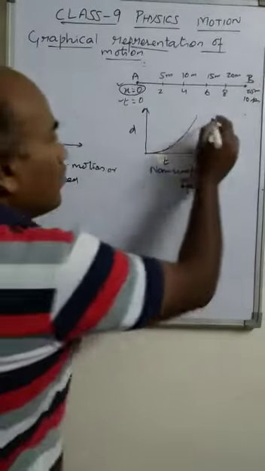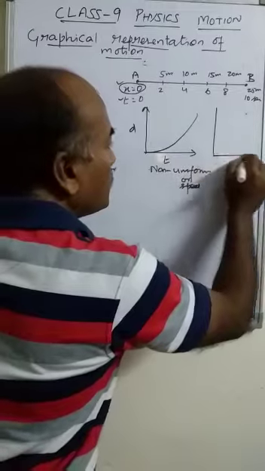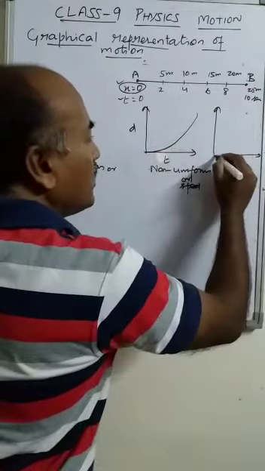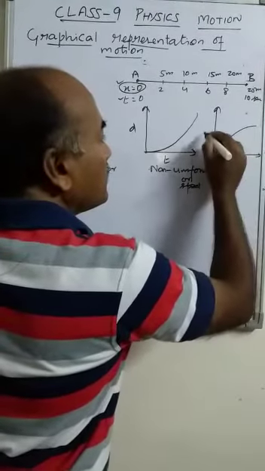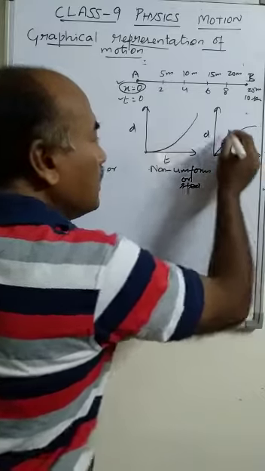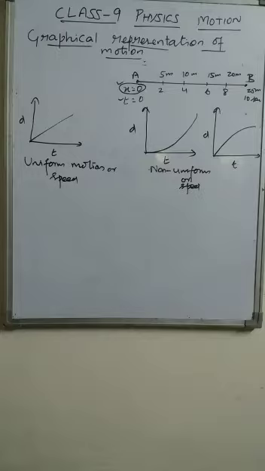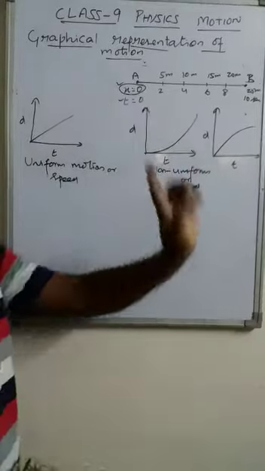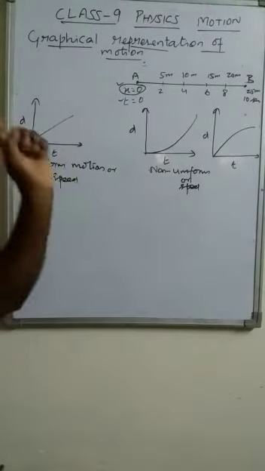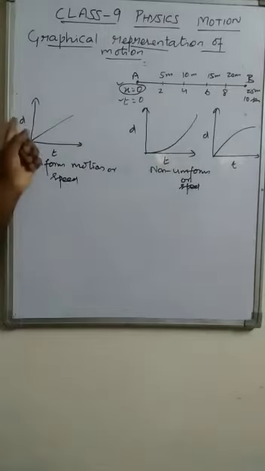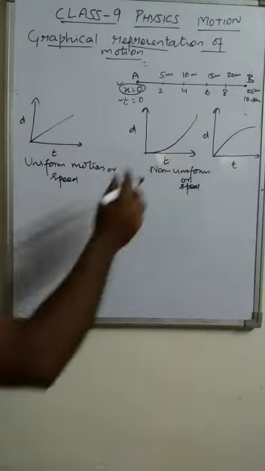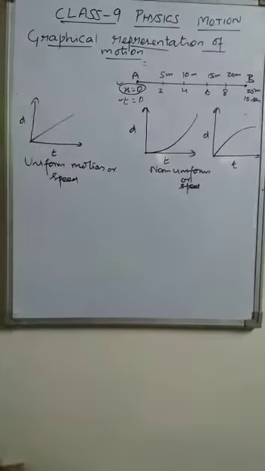Here we get one more graph also for the non-uniform motion, and that graph is drawn like this. This also represents the object is in non-uniform motion because we are getting a curved line. For uniform motion we always get a straight line in a distance-time graph. This is also non-uniform motion.